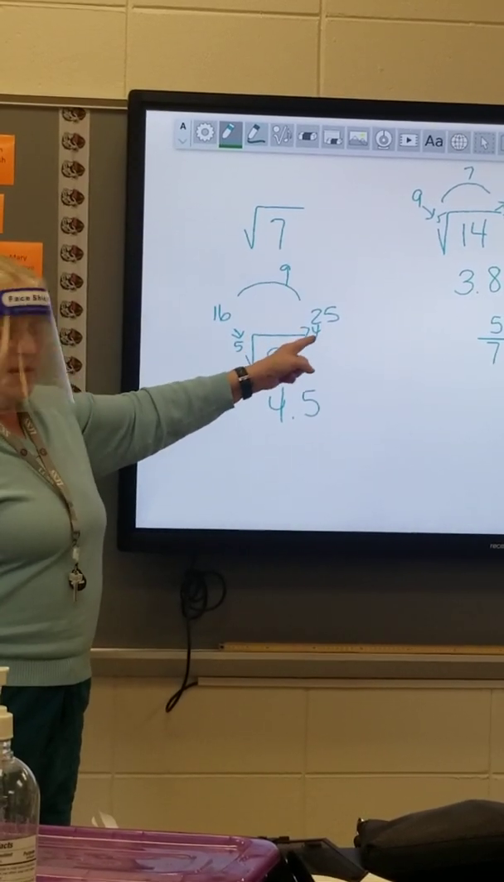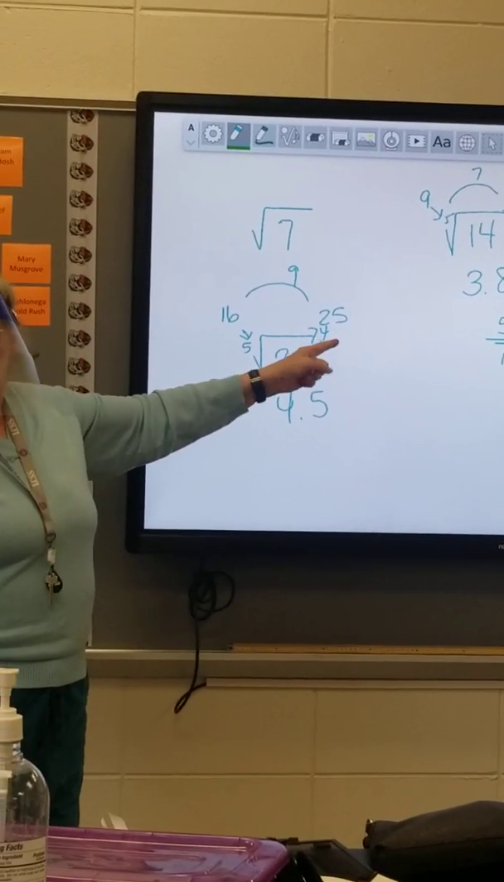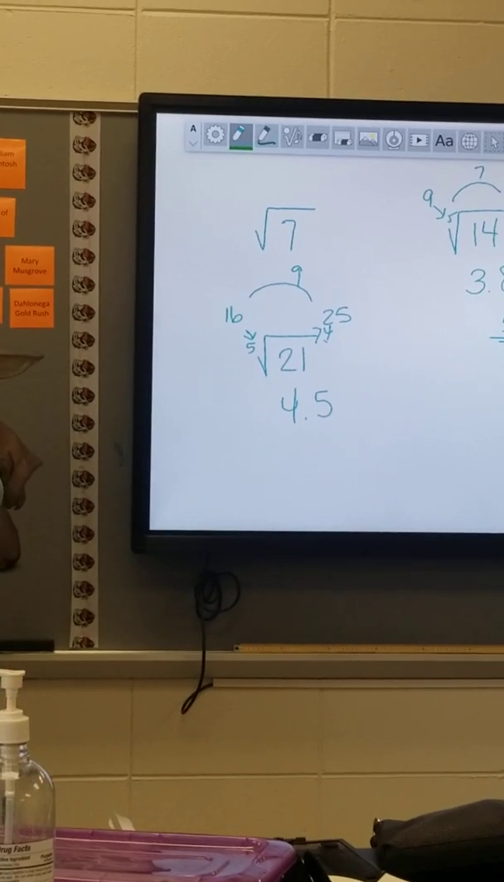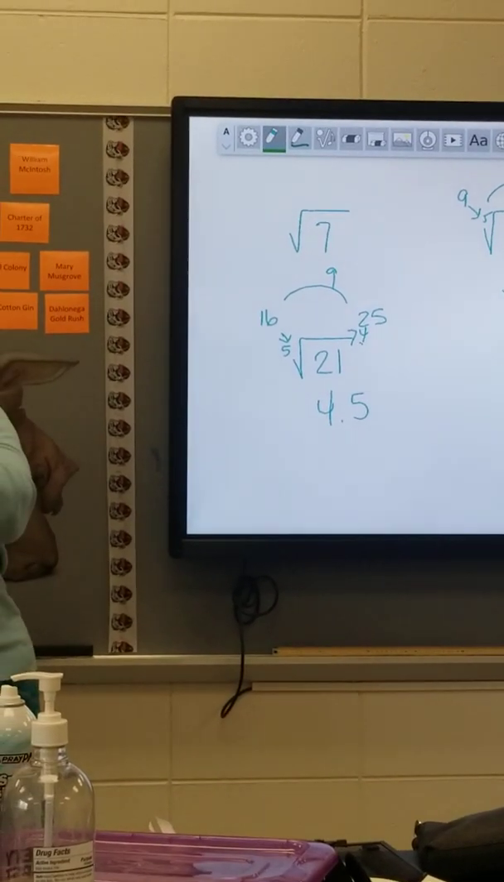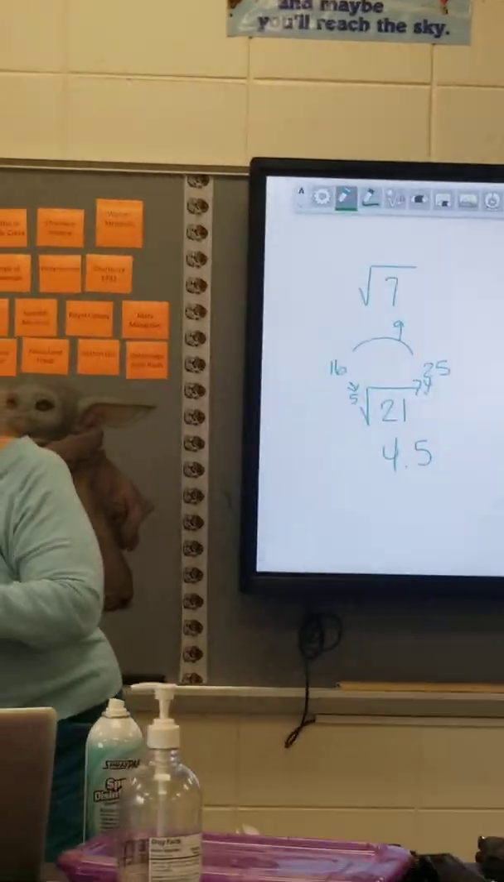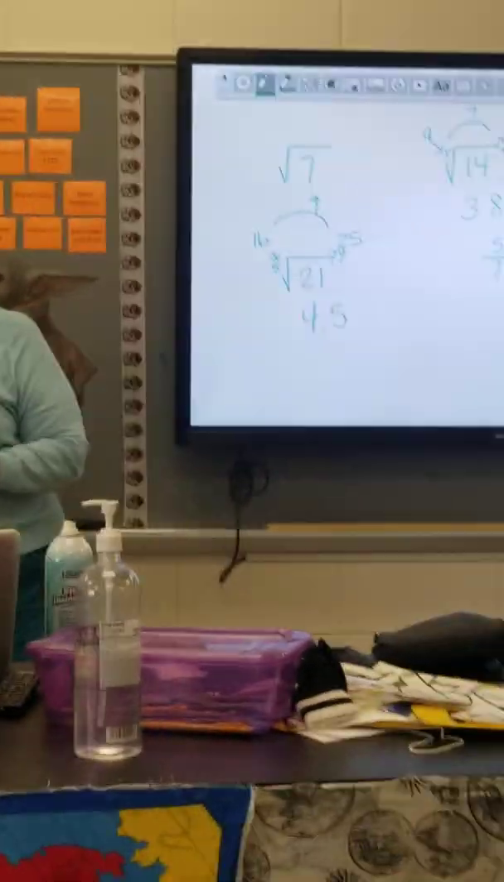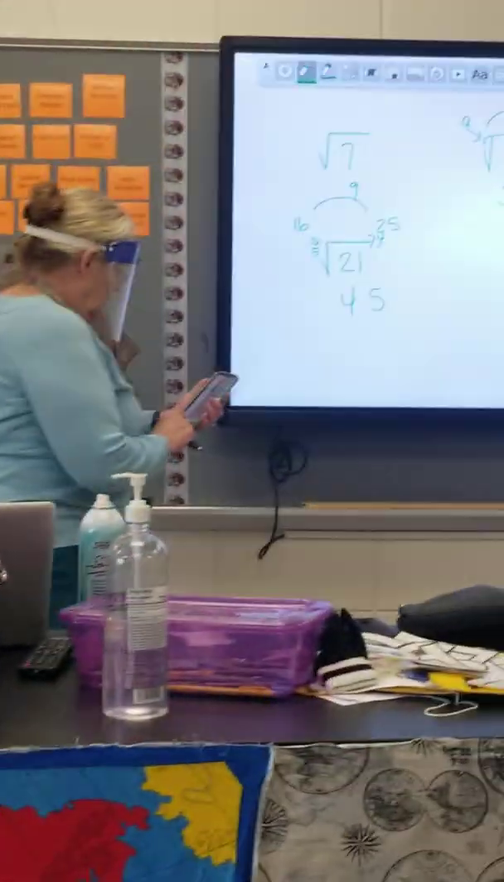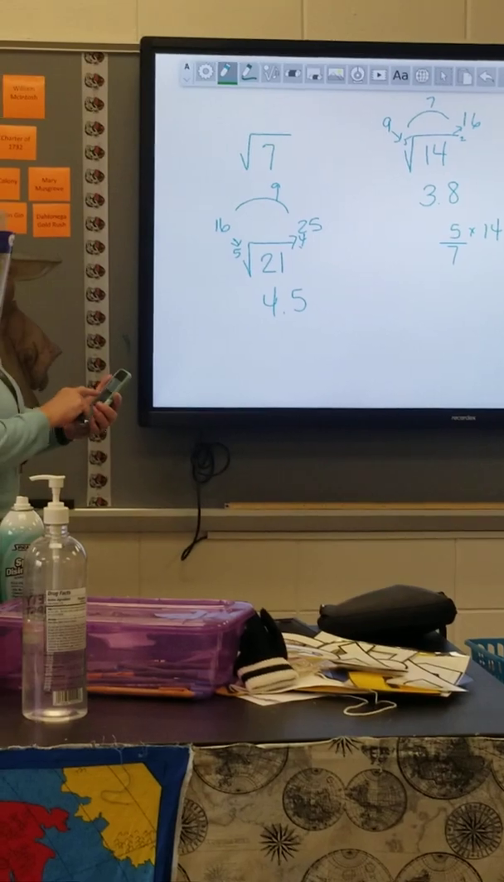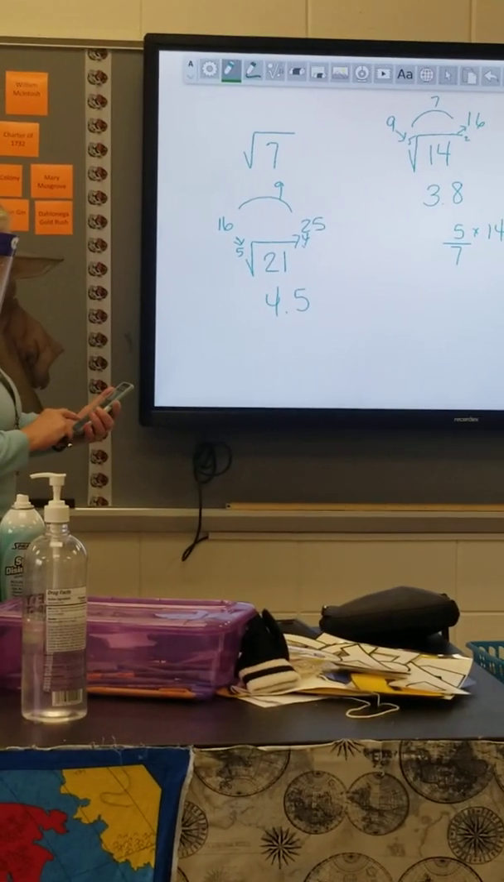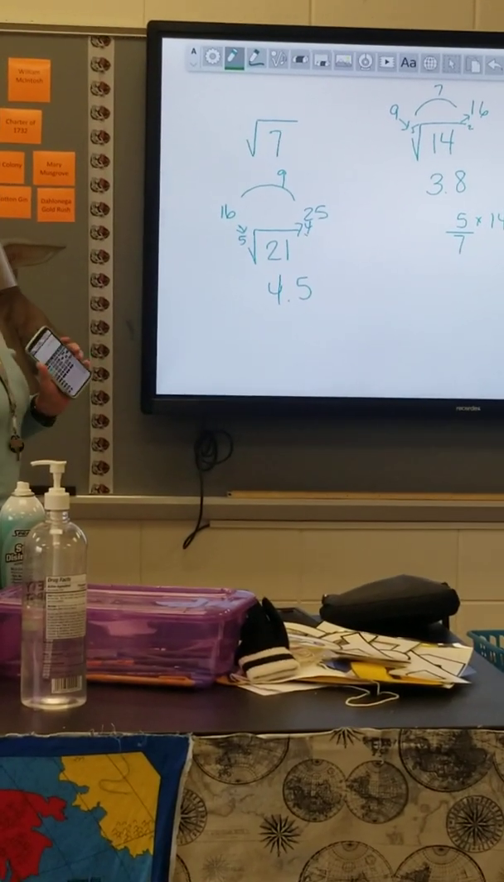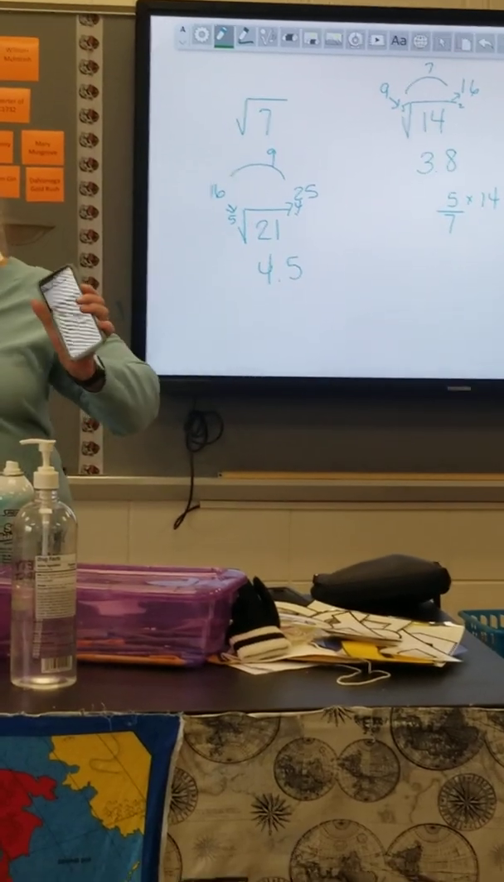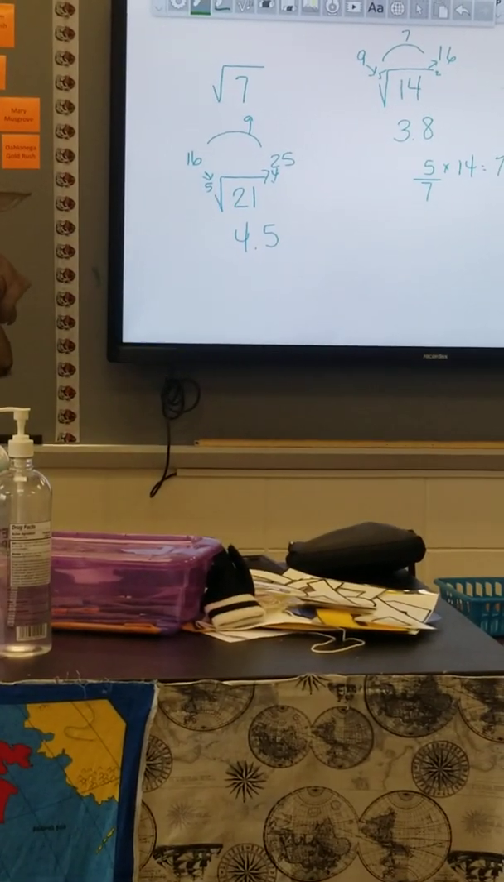It is more than halfway to 25, right? Because it's only 4 away from 25, but it's 5 away from 16, right? So it has to be at least 5.5, or I'm sorry, 4.5, yeah. Okay, and let's see, 4.6. 4.58. Where do you get the 0.5 from?